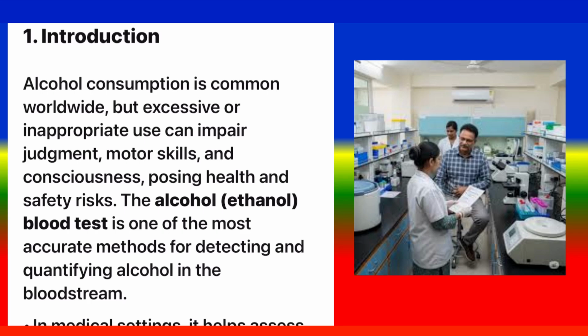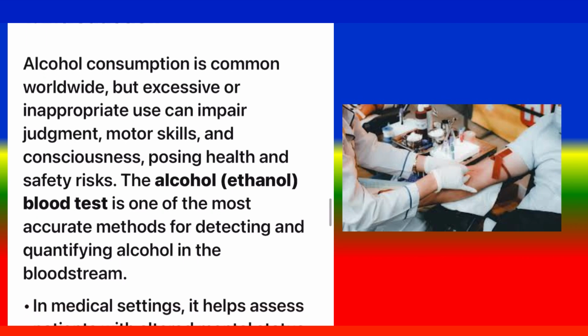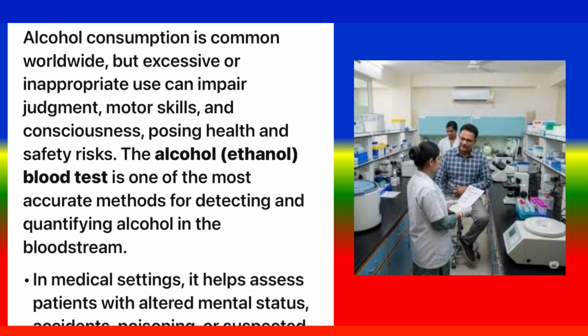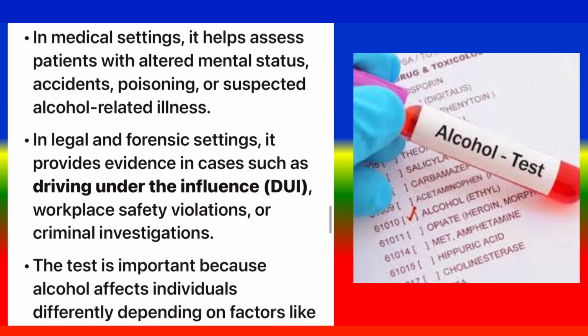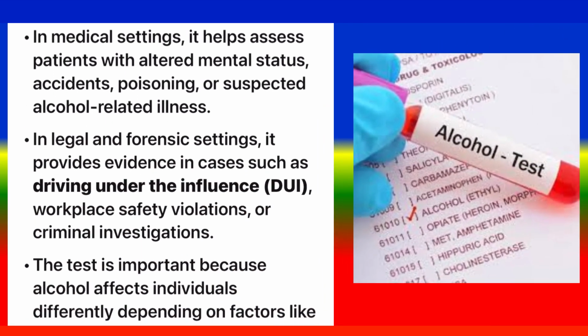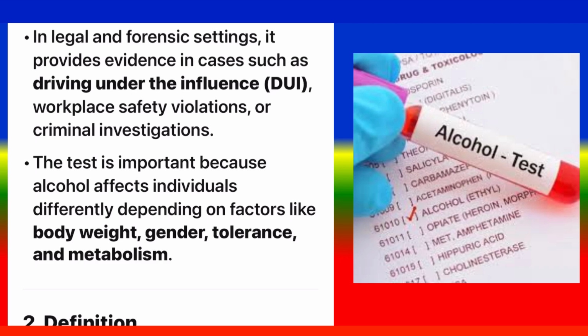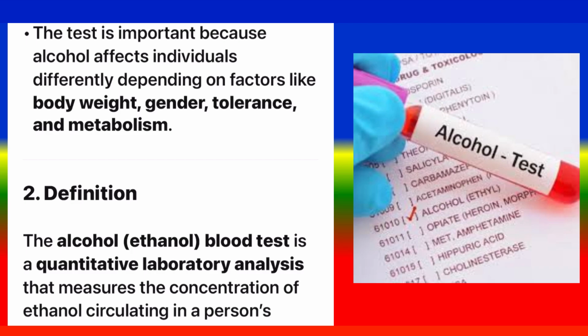1. Introduction. Alcohol consumption is common worldwide, but excessive or inappropriate use can impair judgment, motor skills, and consciousness, posing health and safety risks. The alcohol, ethanol, blood test is one of the most accurate methods for detecting and quantifying alcohol in the bloodstream. In medical settings, it helps assess patients with altered mental status, accidents, poisoning, or suspected alcohol-related illness. In legal and forensic settings, it provides evidence in cases such as driving under the influence, DUI, workplace safety violations, or criminal investigations. The test is important because alcohol affects individuals differently depending on factors like body weight, gender, tolerance, and metabolism.